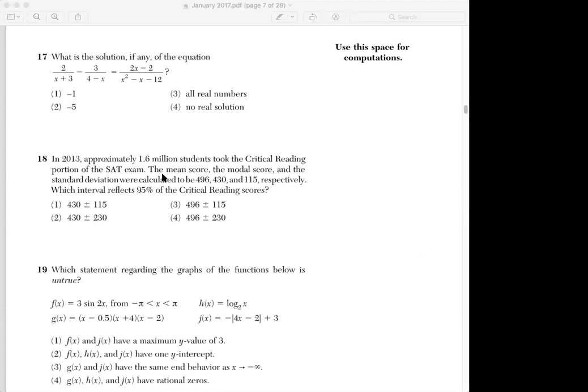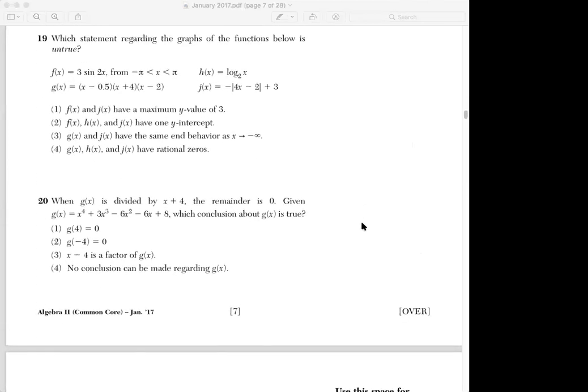Okay, 18, we're not doing that. 19 we can do. We just have to graph each of these functions and then look at their maximums and their minimums and stuff like that. I don't really feel like doing it right now just because it's going to take me too long to graph it on the calculator.